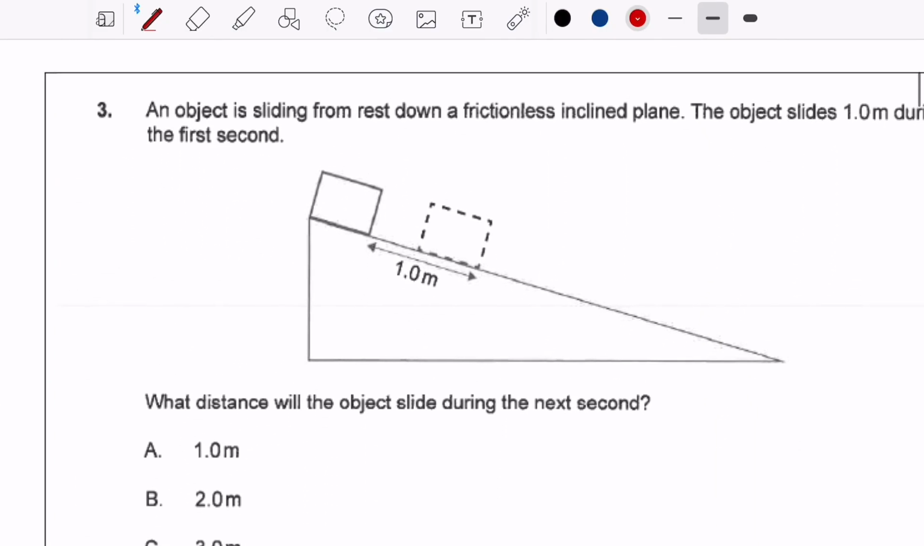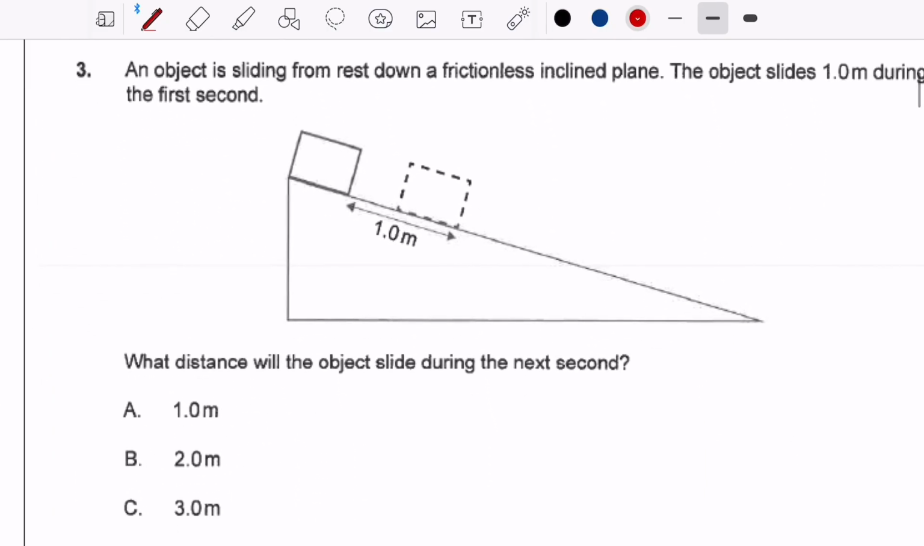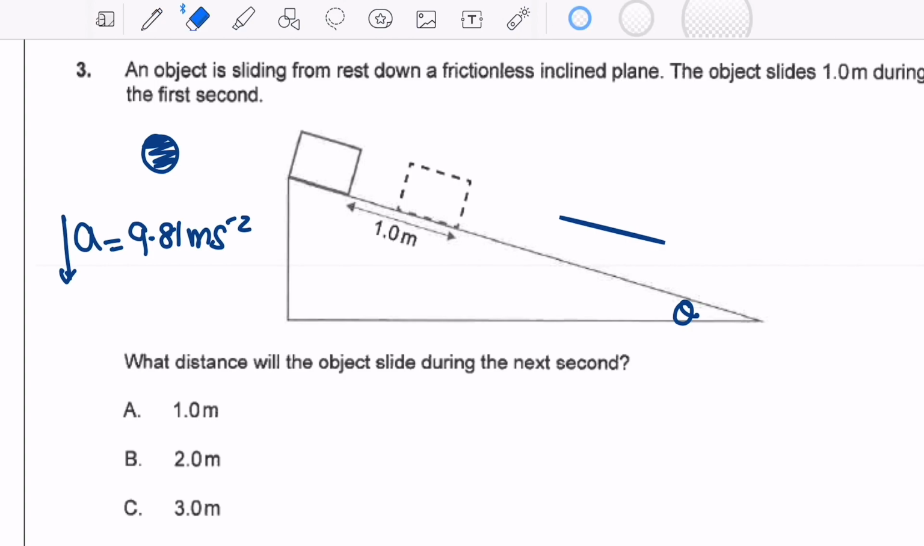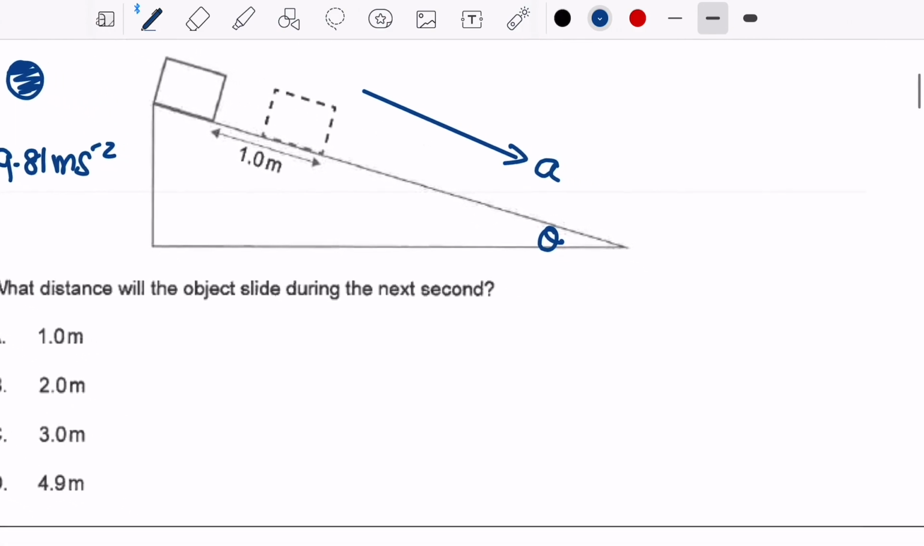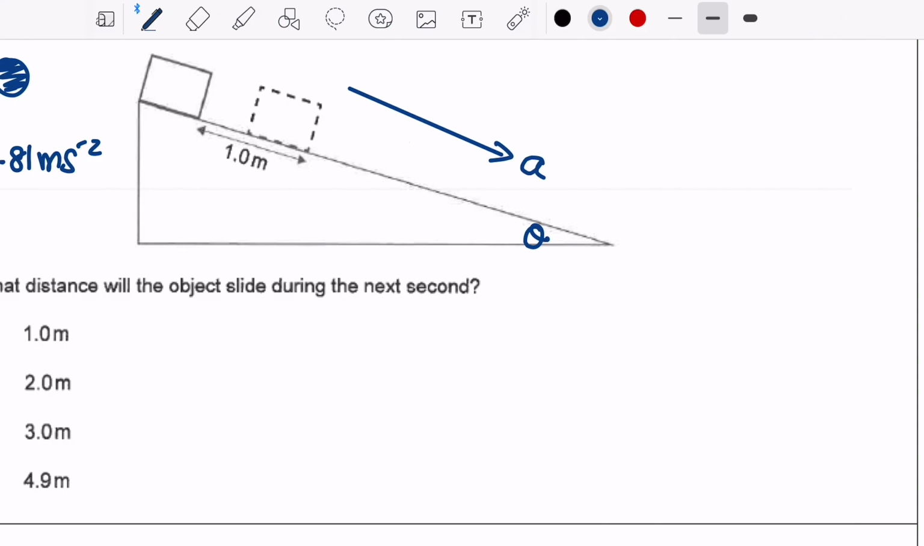Let's go forward. This question: something is sliding down an inclined plane, right? If it is falling down, it's very easy. We know acceleration is 9.81 m s^-2 downwards. That's easy. But the problem here is we don't know this angle. We know there's an acceleration downwards, but we don't know the value of the acceleration, right? Now what do we know? One thing we know is that the acceleration is constant.